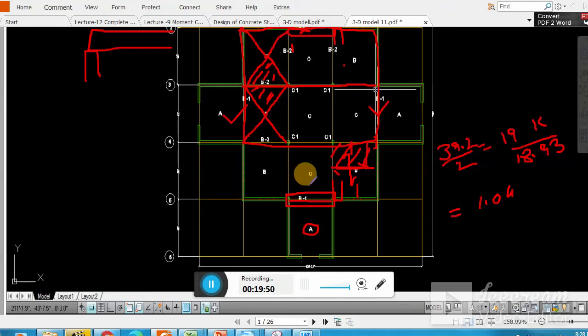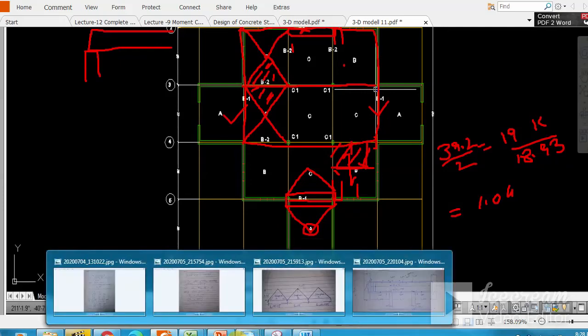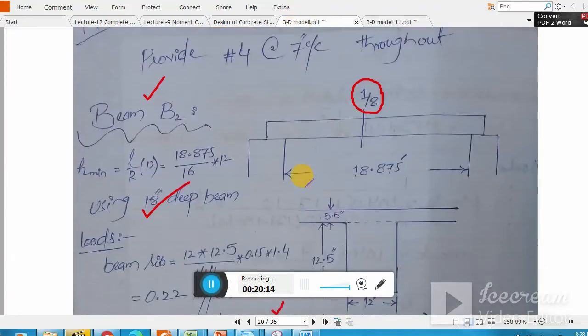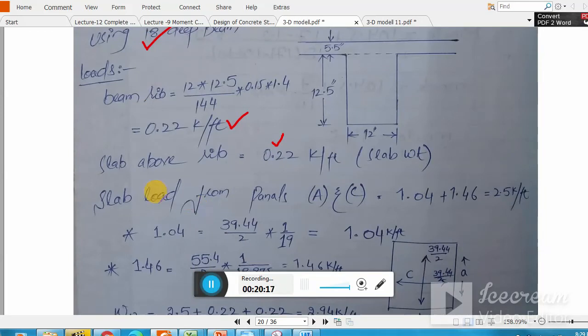So here the distribution will look like this way. So for the panel A loading, you can use this diagram as well, following the same procedure as I explained in lecture number 7-6, and do the rest of the calculation. Let me show you the rest of the calculation. You see slab load from panel A and C. Remember 1.04 from panel C and 1.46 from panel A.